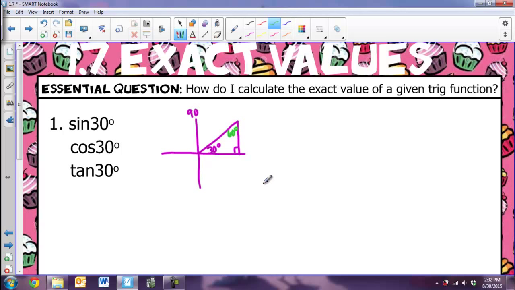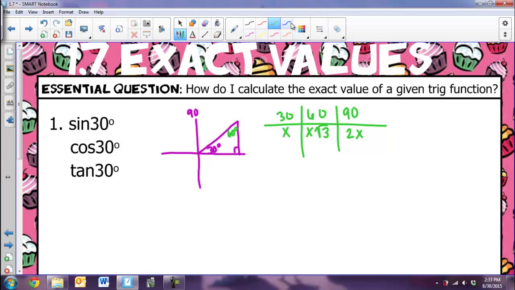Hopefully you remember that from the first week of school, because we're going to be putting it all together now. This is the special right triangle that's a 30, 60, 90 triangle. If we remember our ratios, the side opposite the 30 is x, the side opposite the 60 is x root 3, and the side opposite the 90 is 2x.